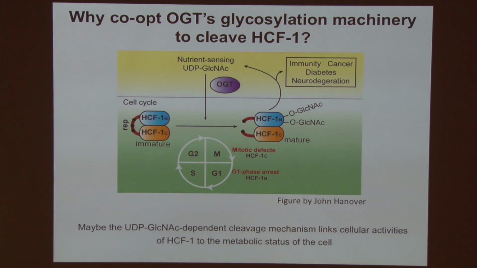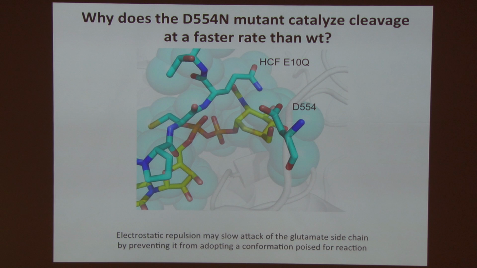And so we'll see. But one of the questions that we were very interested in is this mutant, because it actually glycosylates so much faster than the wild type. And so you might go, well, why is it going so much faster? And I think looking at the crystal structure gives us some clues.